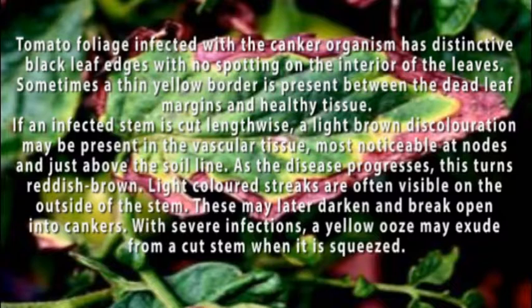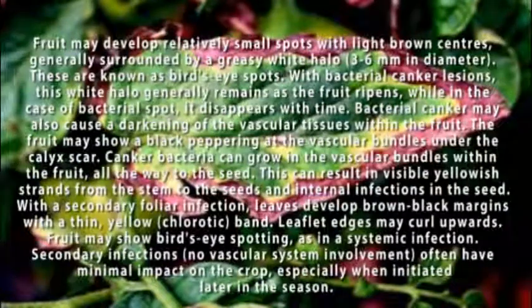If an infected stem is cut lengthwise, a light brown discoloration may be present in the vascular tissue, most noticeable at nodes and just above the soil line. As the disease progresses, this turns reddish-brown. Light-colored streaks are often visible on the outside of the stem. These may later darken and break open into cankers. With severe infections, a yellow ooze may exude from a cut stem when it is squeezed.